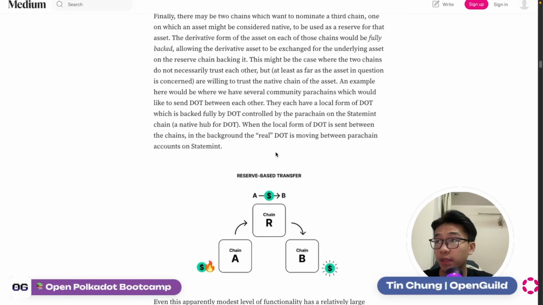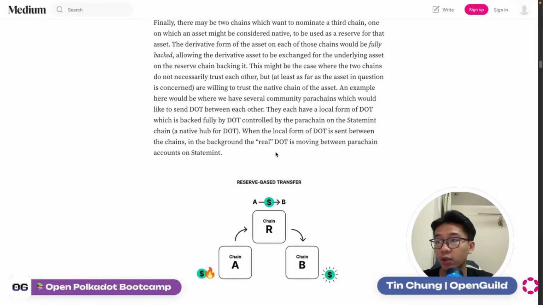Then finally, the two chains may want to nominate a third chain, one on which an asset might be considered native, to be used as a reserve for the asset.